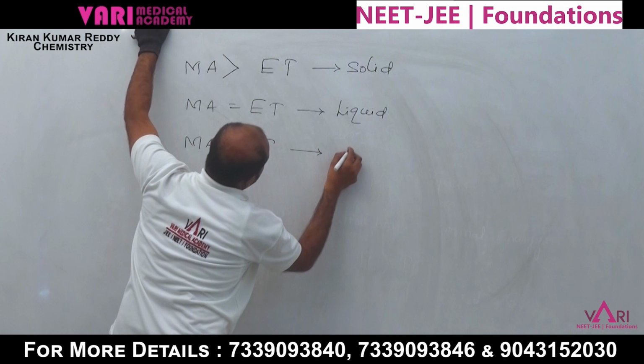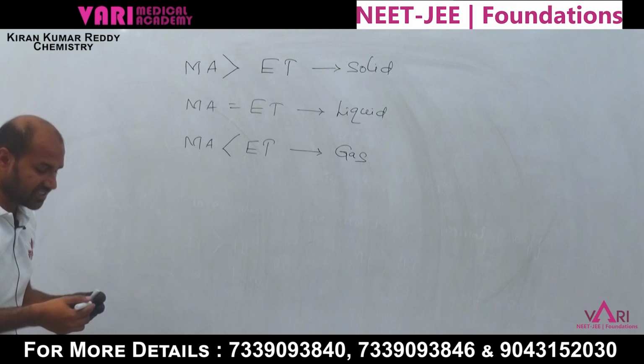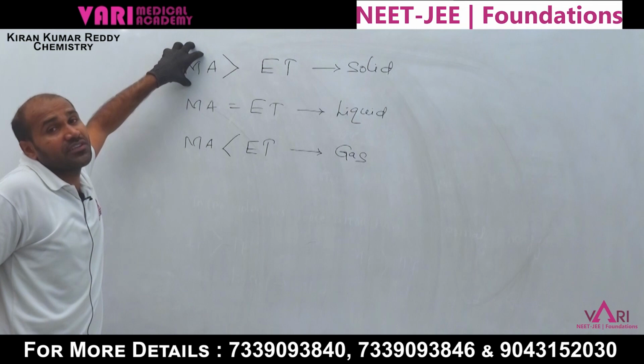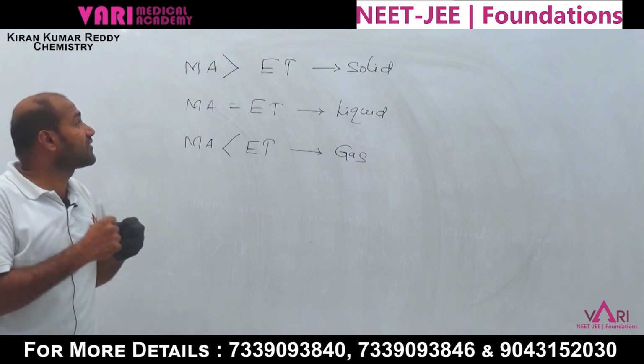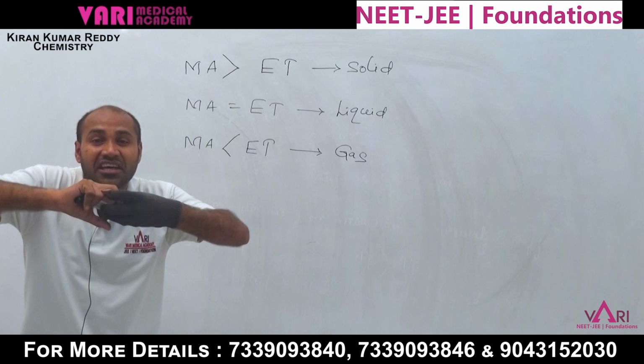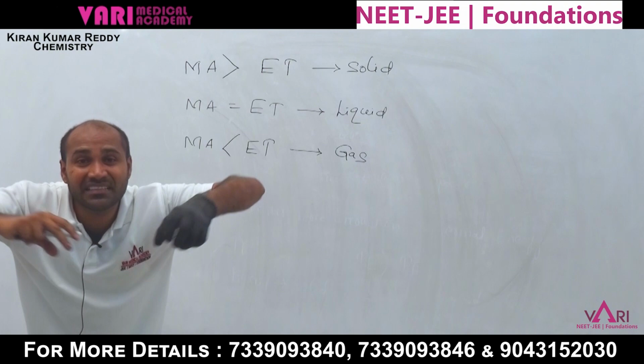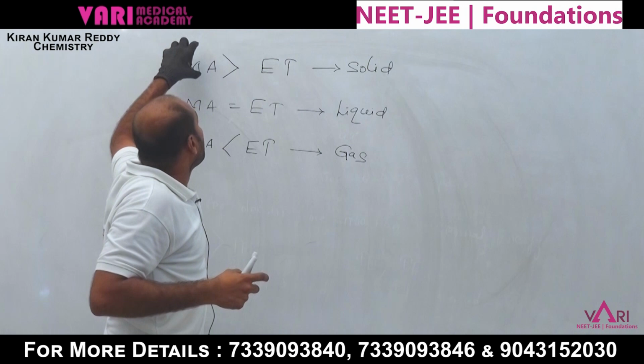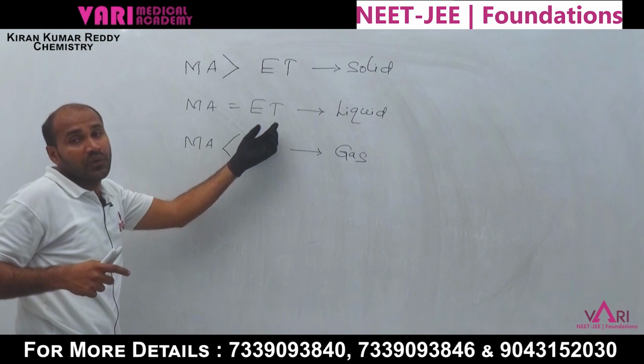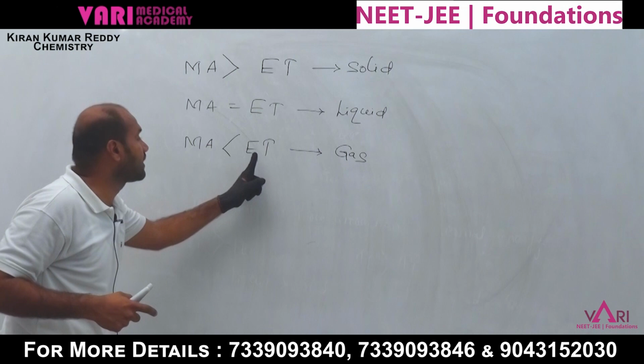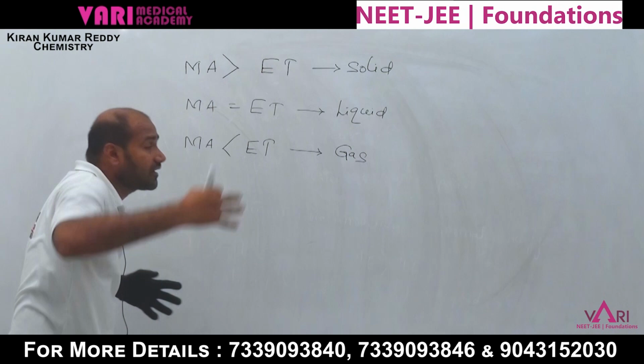Next one, mutual attraction less than escaping tendency, more escaping tendency, more thermal energy, that is called gas. What are the tendencies of interactions? One is mutual attraction, another is escaping tendency. Mutual attraction means more intermolecular forces of attraction, that is solid. Why? In solids, cation and anion are very strongly attracting each other. If you take solid NaCl, Na+ and Cl- strongly attract each other. That's why more mutual attraction is solid. Mutual attraction equal to escaping tendency is called liquid. Next, mutual attraction less than escaping tendency, more escaping tendency, the molecules of gases are more escaping, that is called gas.